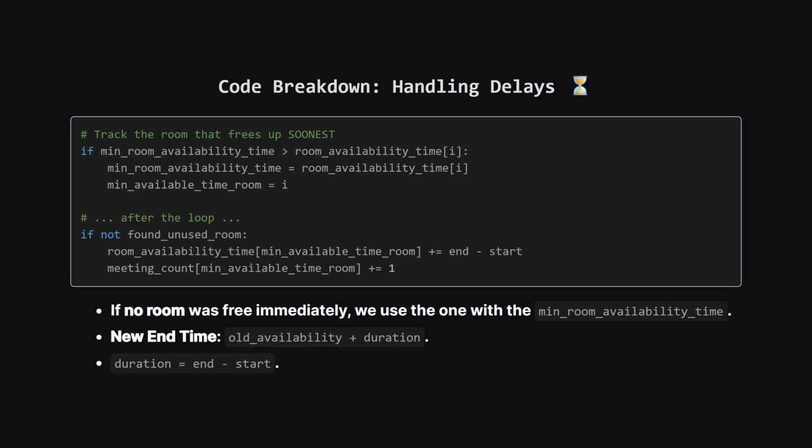But what if we check every room and none of them are free? While we were checking, we kept track of which room would become free the soonest. If the found unused room flag is still false after checking all rooms, we use that soonest available room. We calculate the duration of the current meeting by subtracting start from end, and add that duration to the room's current availability time. This effectively delays the meeting.